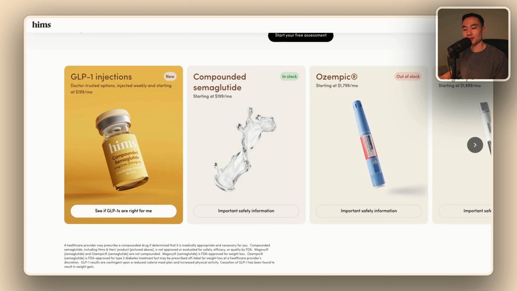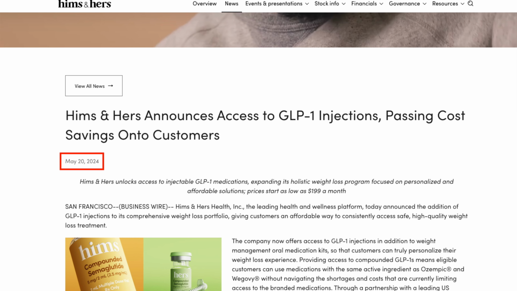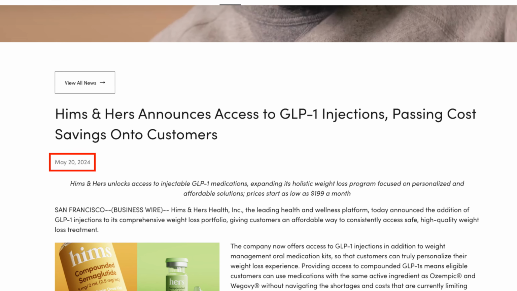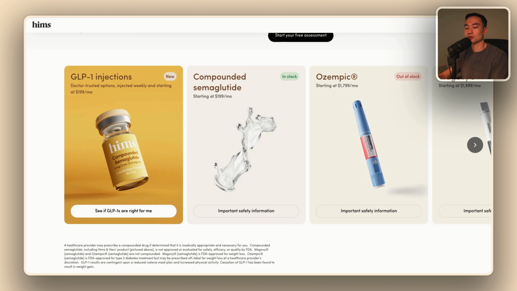So considering that the company just launched GLP-1 injections on the 20th of May, that means HIMS compounded GLP-1 drugs produced around $15 million of revenue in about 40 days until the end of the quarter on June 30th, which is a lot given how new it is, and it's just wild how big HIMS GLP-1 drugs or injections can get in the short to medium term.